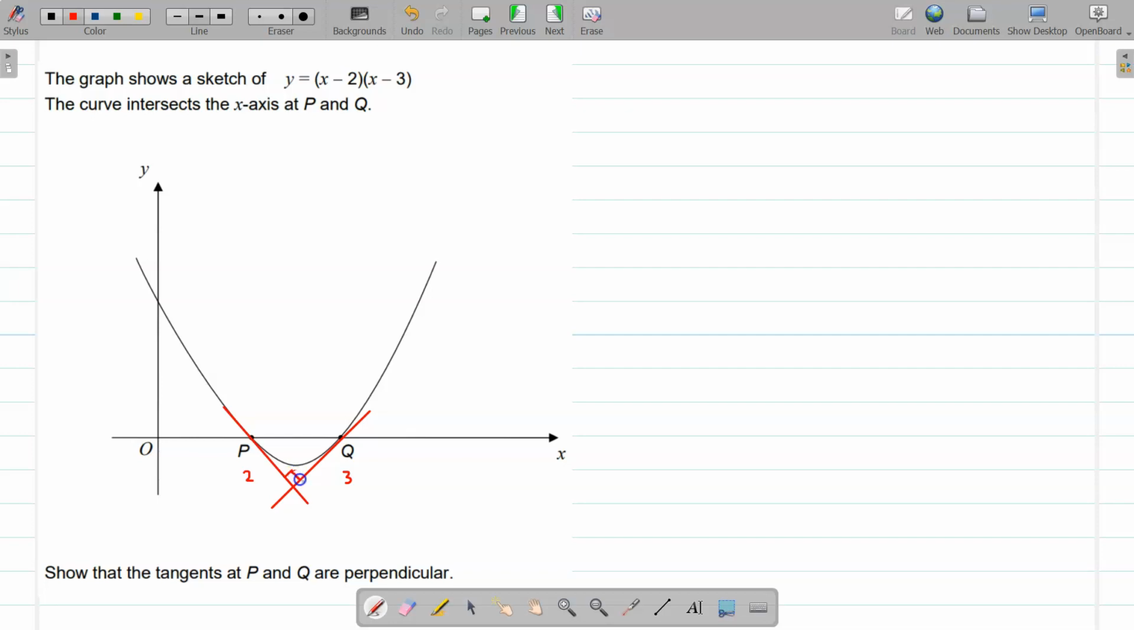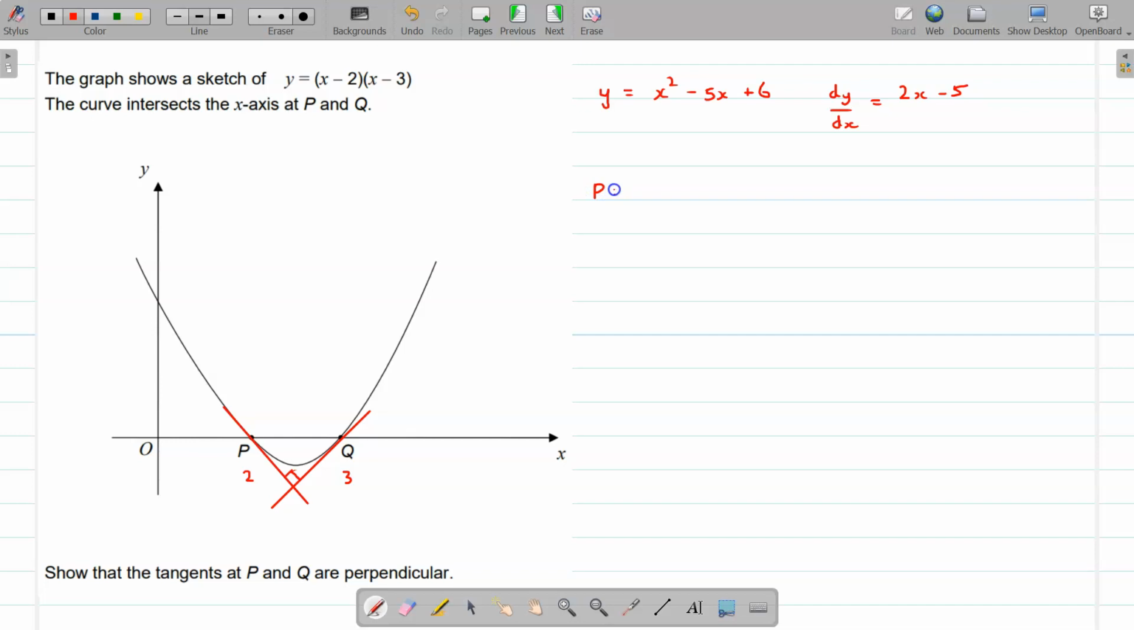Okay, now we need to differentiate to find the gradient, but before we do that we need to rearrange this or multiply it out to give us y equals x squared minus 5x plus 6. And from that we can say that dy by dx, the gradient function, is therefore simply going to be 2x minus 5. Okay, and when we go to the point P, we know that x is 2.